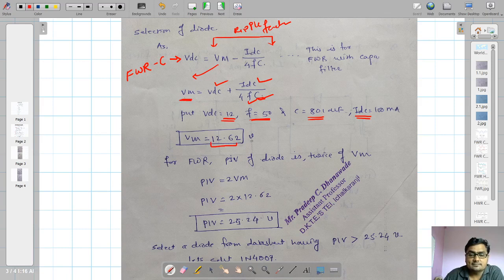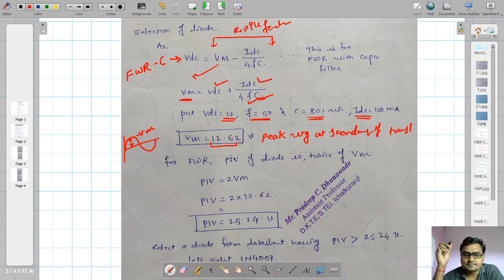Now this is the value of Vm. Vm is what? It is a peak voltage at the secondary of the transformer. So Vm is the peak value of the voltage available at the secondary of the transformer. It means at the secondary of the transformer, if you check, you will get a sine wave, something like this. And for this sine wave, this voltage is what? Vm. Look at this. This is your Vm.